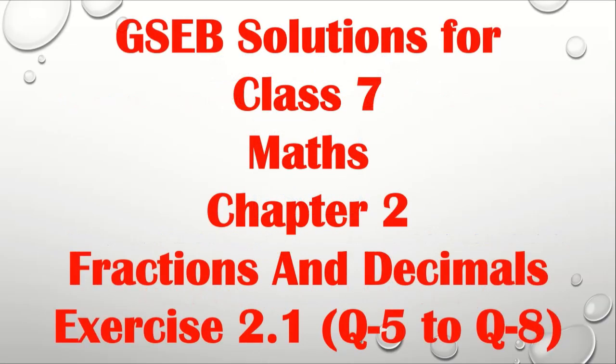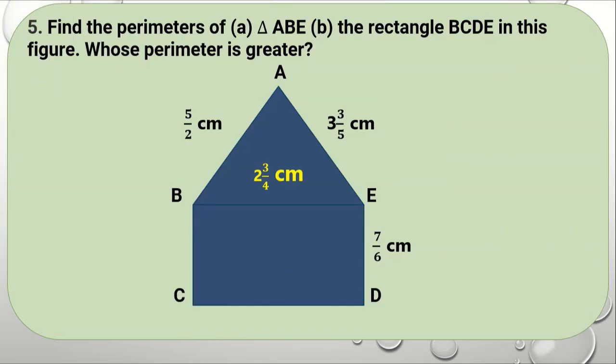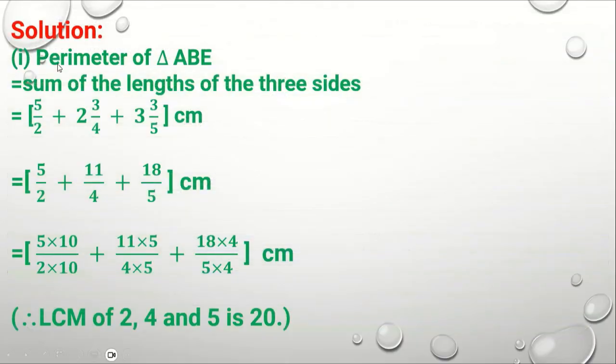Today in this video, we are going to see the video related to GSEB solution for class 7 mathematics, chapter 2 Fractions and Decimals, exercise 2.1, questions 5 to 8. So let's see question 5. Find the perimeters of triangle ABE and rectangle BCDE in this given figure. Whose perimeter is greater? So let's see the solution.